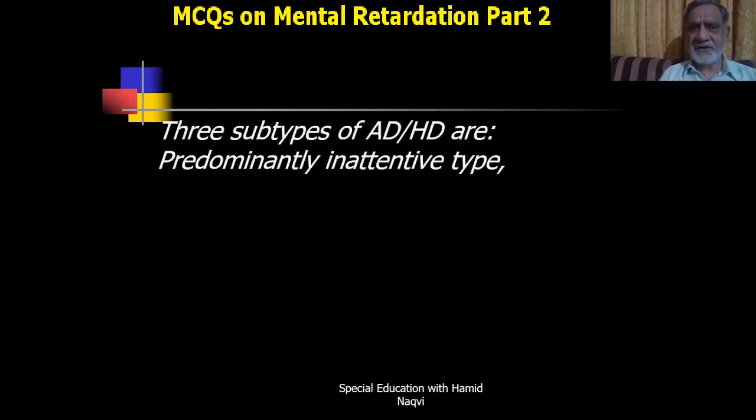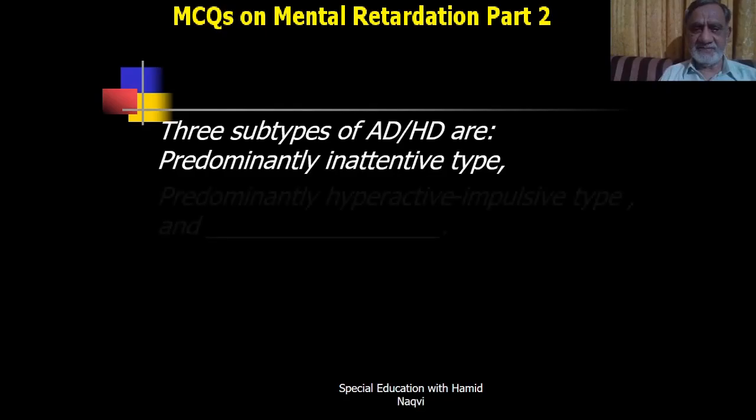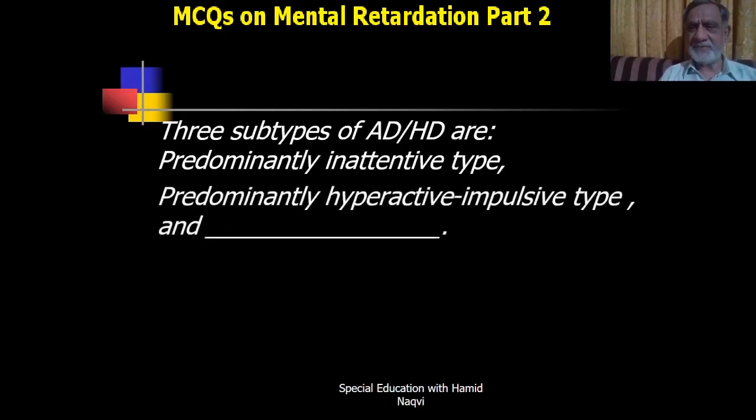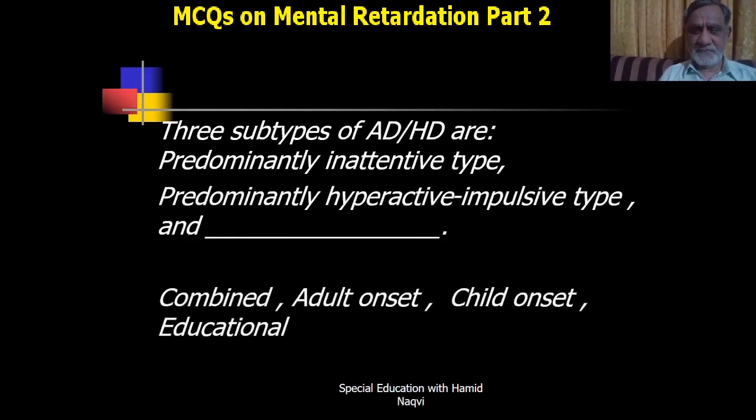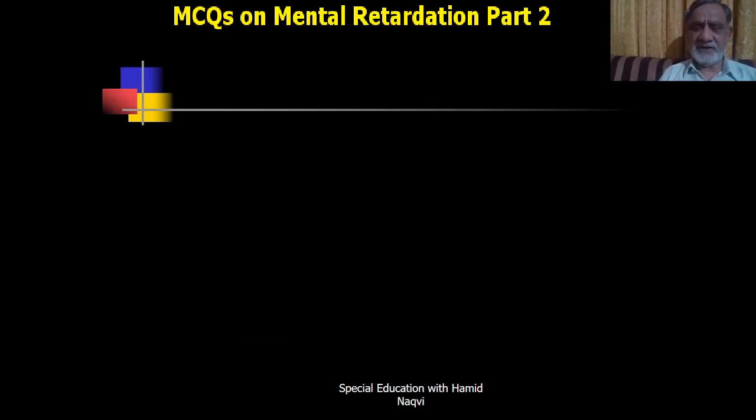Three subtypes of ADHD are predominantly inattentive type, predominantly hyperimpulsive type, and dash. Combined, adult onset, child onset, or educational. Correct one is combined.